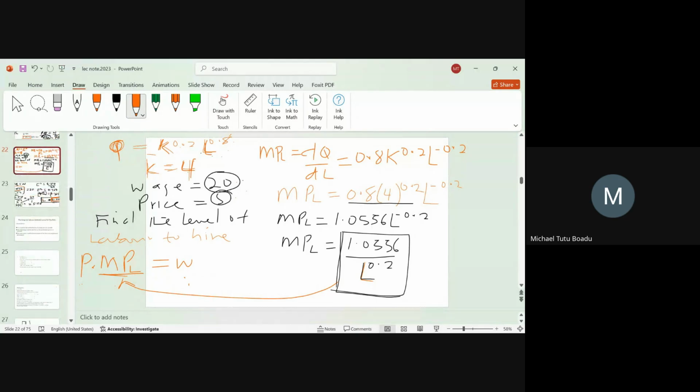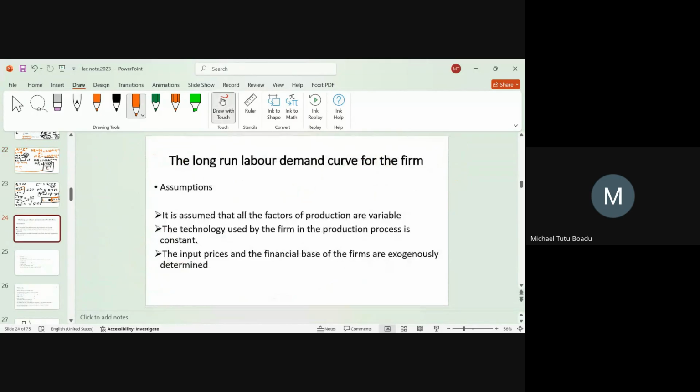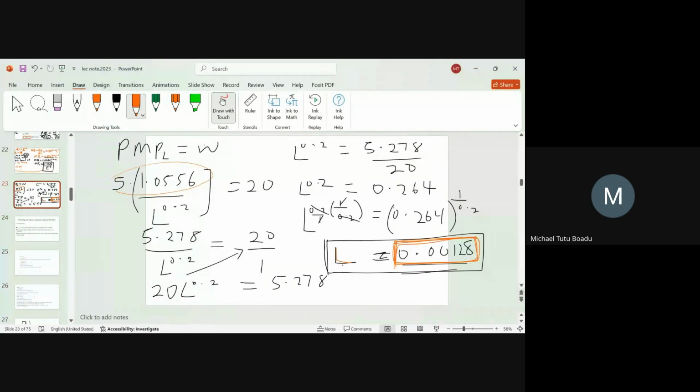So firms must always be able to determine the right amount of labor that they have to hire in order to maximize their profit. Or else you either get below profit or you will overhire, and that will be detrimental to the profit that you have. So what we have here means the firm must not hire labor beyond this or below this. It should hire exactly this.